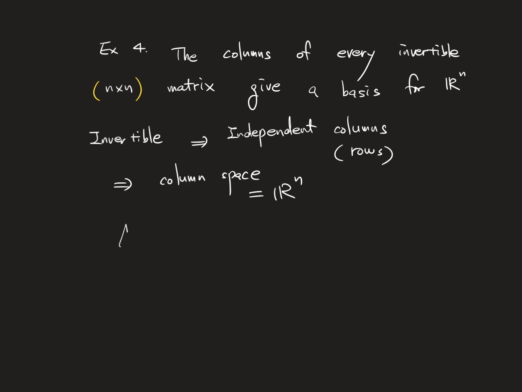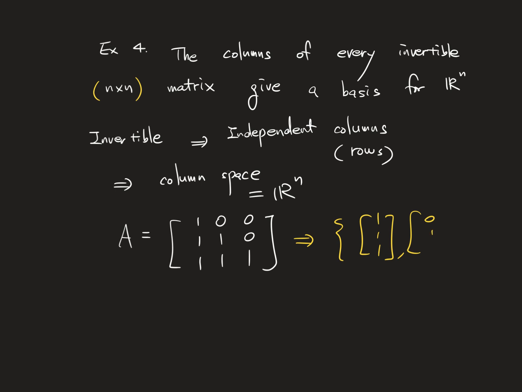For example, if A is equal to 1, 1, 1, 0, 1, 1, 0, 0, 1, we can see that the columns are independent. So this is an invertible matrix, and in this case, (1, 1, 1), (0, 1, 1), and (0, 0, 1) is a basis for R3.